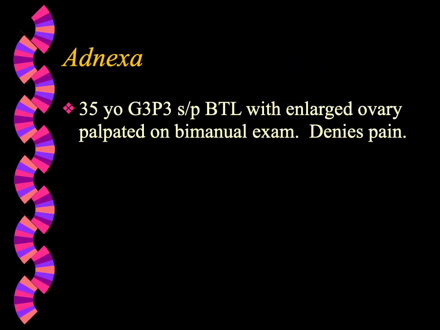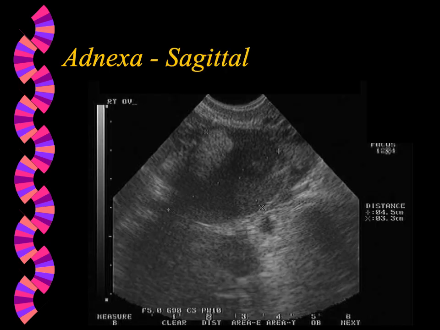Our next patient is a 35-year-old G3P3 who is status post-BTL, and on bimanual exam, her clinician felt an enlarged ovary. The patient denied any pain, had no complaints, so she was referred to us for ultrasound. On sagittal view, we saw this in her ovary, and what you can see is sort of a brighter area in the top left portion of the picture, a hypoechoic area in the middle of the ovary, and then a medium echogenic area. And just remember how the endometrioma layered. This is not layering. This has the bright area up toward the left.